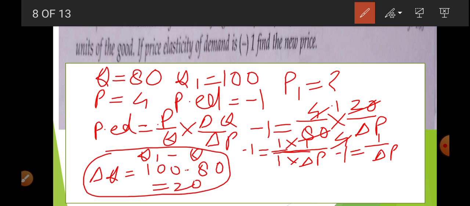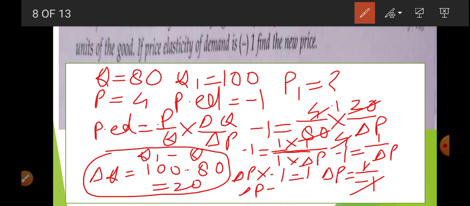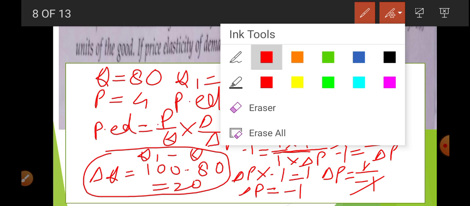Now it will be del P multiplied by -1 equal to 1, that is, del P is equal to 1 upon -1. So del P is equal to -1. Okay, this is the value of del P, and what do we have to find? We have to find the new price, that is, we are going to search for P1.